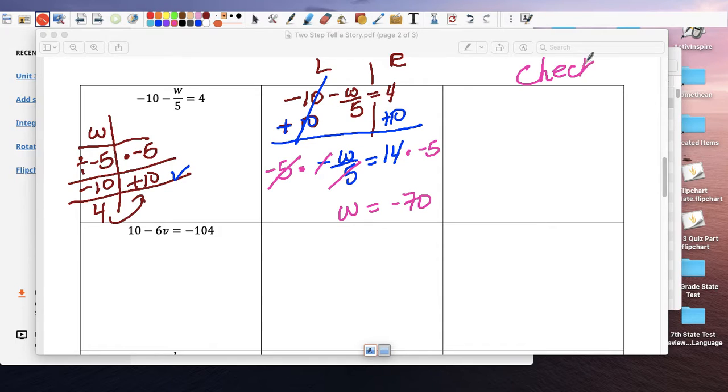Do our check. -10 minus W over 5 equals 4. So -10 minus, and then I'm going to put over here like that. And then here, instead of W, right, I'm going to put -70. I'm going to choose another color. So there you go.